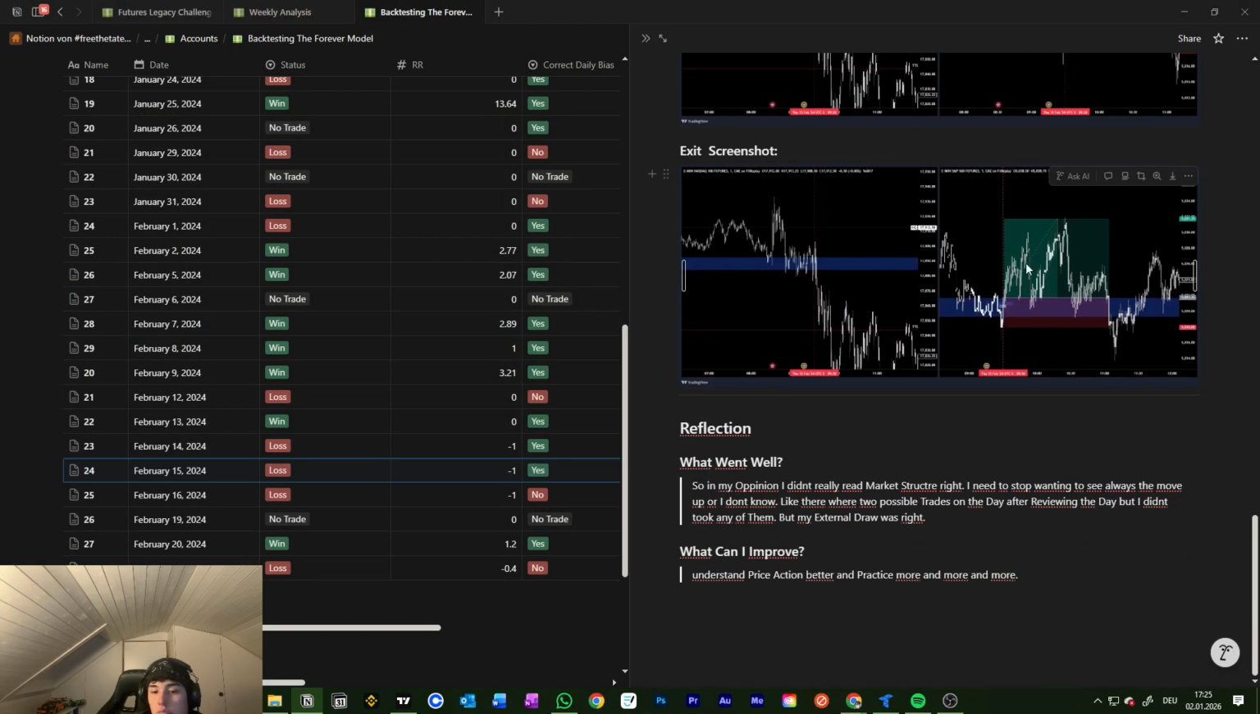Bad trade. So what went well? In my opinion, I didn't really read market structure right. I need to stop always wanting to see the move up. There were two possible trades on the day after receiving the day, but I didn't take any of them. But my external draw was right, so we probably eventually ended up selling back higher. What can I improve? Understand price action better and practice more and more and more. Oh, yes, that's right.